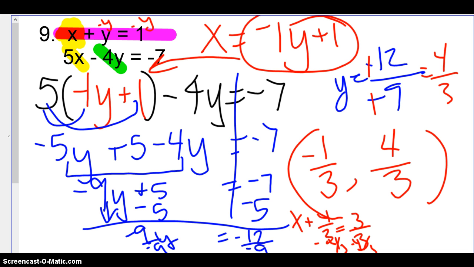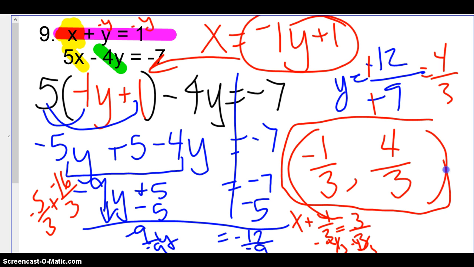Let's check that in up here. 5 times negative 1/3 is negative 5/3, minus 4 times 4/3, negative 16/3. That gives me negative 21/3, negative 7. Yahoo! Great. There it is.